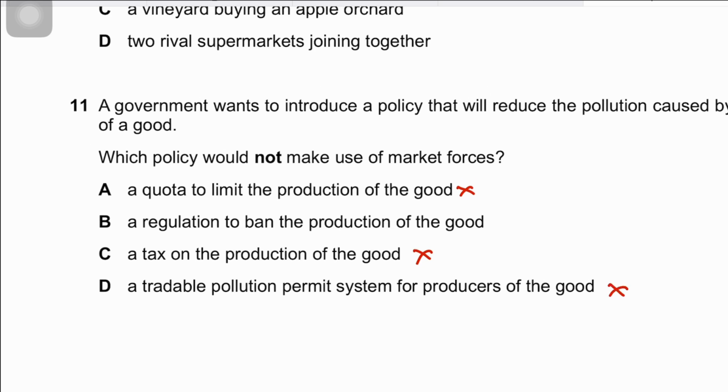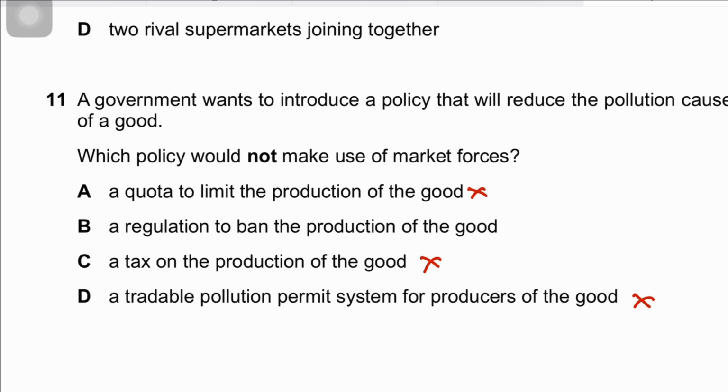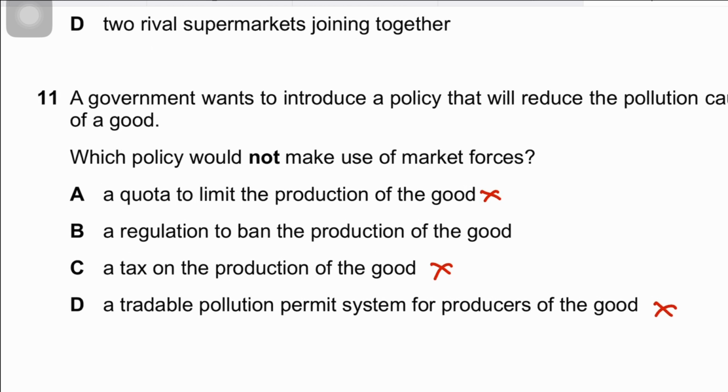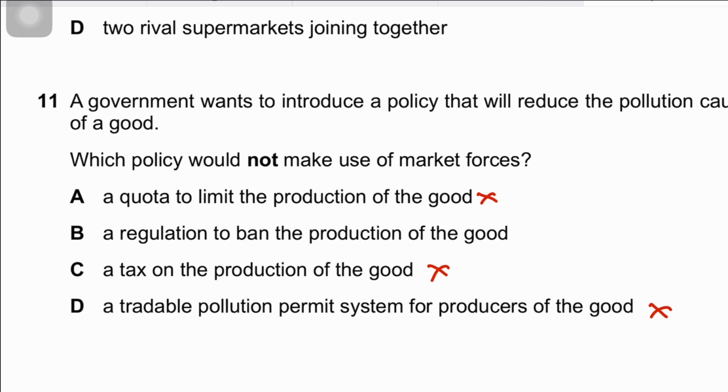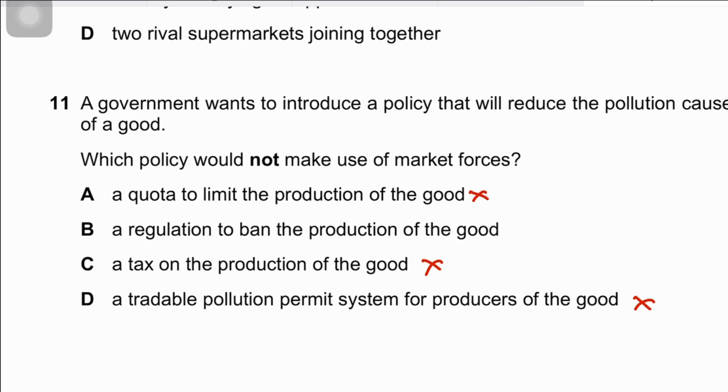And so what we are left with is option number B. But let's see why it is the correct answer. A regulation to ban the production of a good is basically prohibiting the production, and this does not involve market forces because it's just an instruction. It's a command and control approach that is basically removing the good from the market altogether, and that makes B the correct answer.